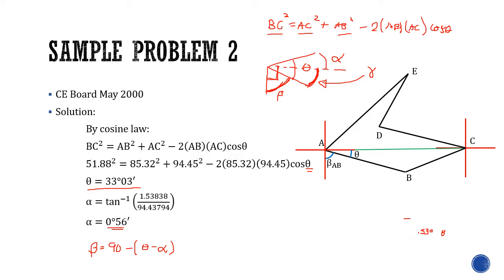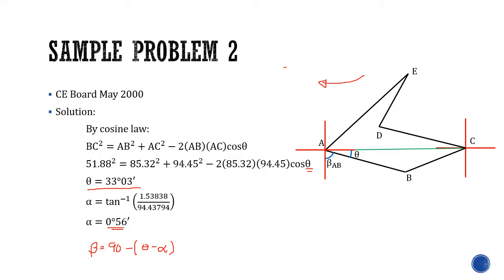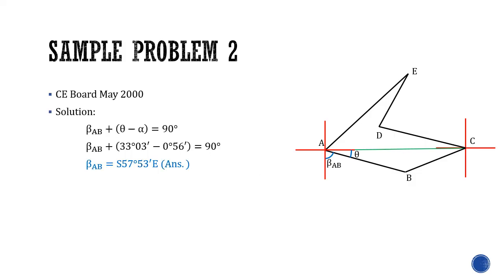Okay, so substitute na lang natin yung mga values. Meron naman tayong theta, meron na tayong alpha. Okay, we can already get the value of the bearing of AB. Okay, so substitute the values. Yan na. Kapag tinry natin yung i-solve, makakuha natin yung angle.